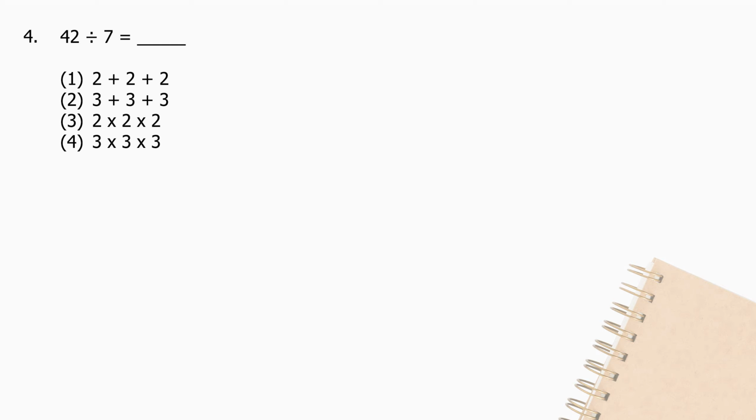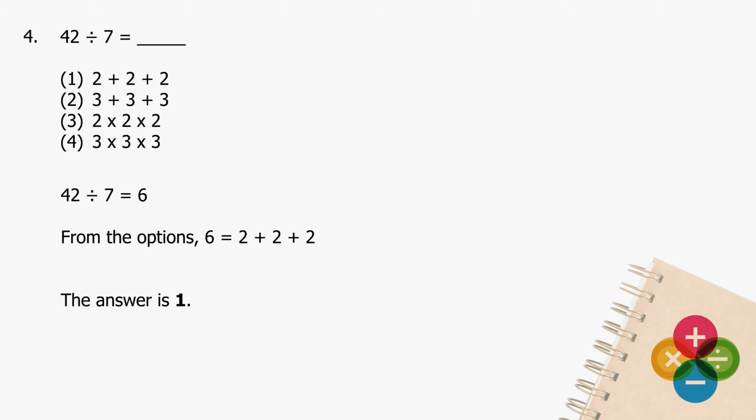Question 4. Divide 42 by 7, and the quotient is the missing number. Divide 42 by 7, and the quotient is 6. From the options given above, 6 will be equal to, add 2 to 2, and to 2. The answer is 1.